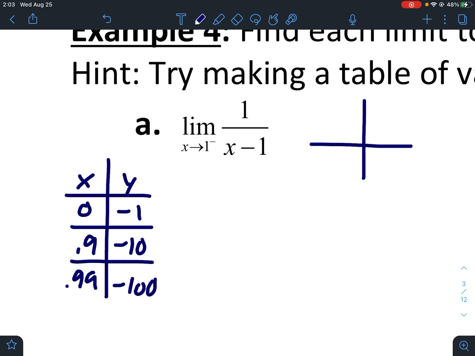And at this point, it should be pretty obvious that this limit is going to negative infinity, which of course means it does not exist. But when we're talking about approaching an asymptote, we do like to know, is it going up or down following the asymptote?